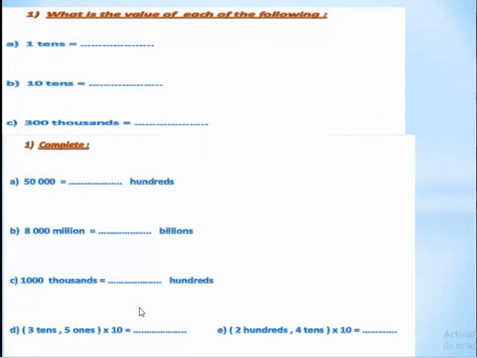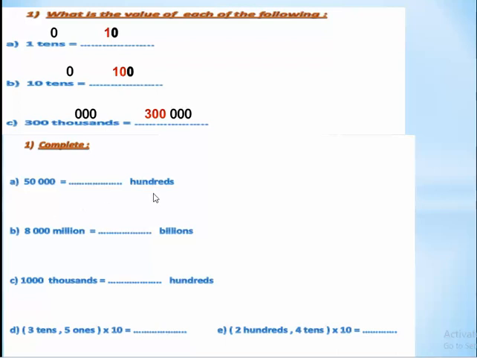Let's complete. What is the value of each of the following? 1 tens. So it means 1 times 10 equal 10, or here tens has 1 zero, so we will put 1 and put the 0. 10 tens. Okay, we will put 10 and tens has 1 zero, so it will be 100. Here thousands, 300,000. Thousand has 3 zeros, so we will put 3 zeros and write 300,000.